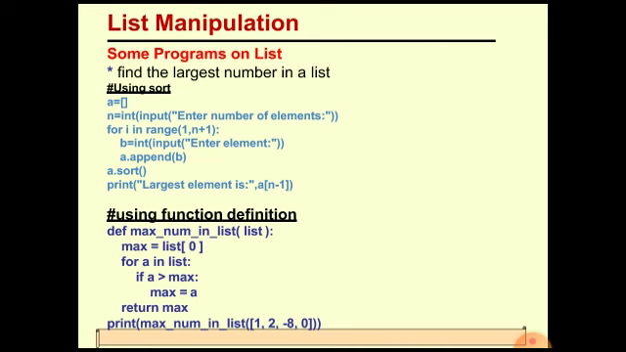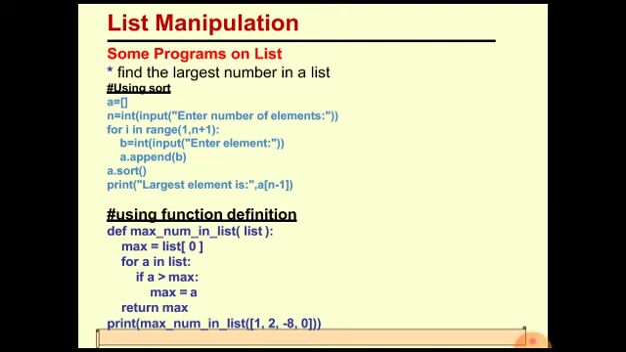So the last line written on this slide is actually a part of the driver code, which is used for calling this max nominal list function. Using this print function, we are calling the max nominal list function and passing this list, 1, 2, minus 8 and 0. After calculating the max value, it will return the max value using the return statement, and whatever max value is returned by this function will be printed by the print statement in the last line shown in the slide here.